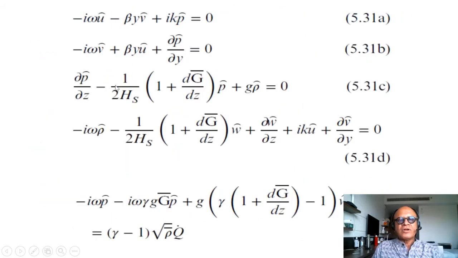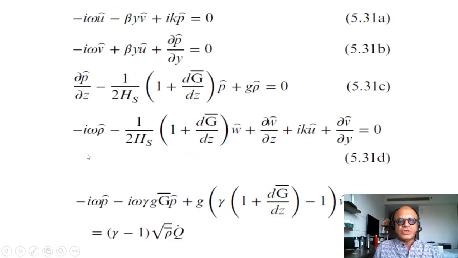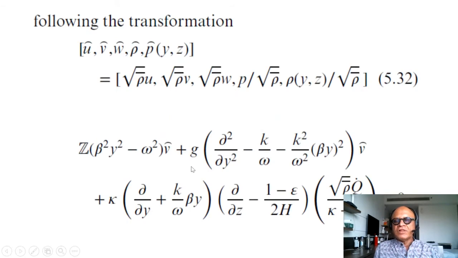Now we are using that here in defining these transformations, and we are defining the vertical structure function which we will use to write the energy equation. Here is our forcing term still.